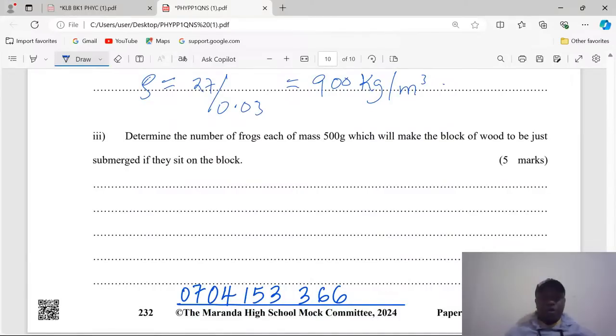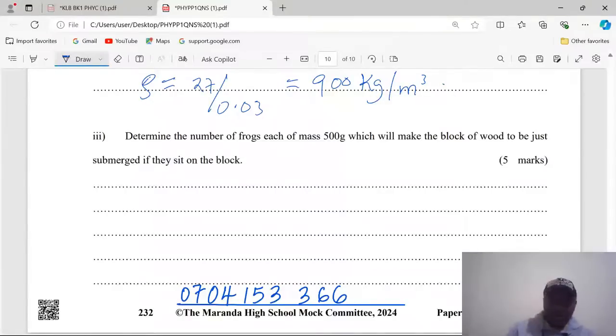Finally, there is a question here which is saying, determine the number of frogs, each of mass 500 grams, which will make the block of wood to be just submerged if they sit on the block. So we are supposed to know that there is a height of 0.18 for this block, which is already inside, and the total height of the block is 0.2. So the remaining height is just 0.02.